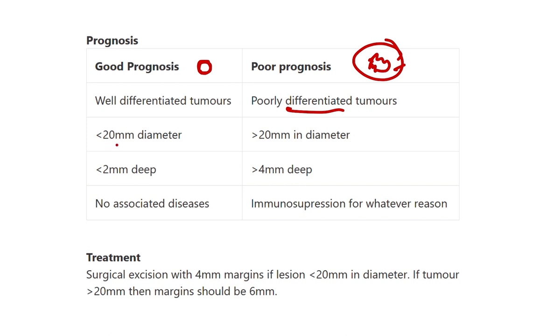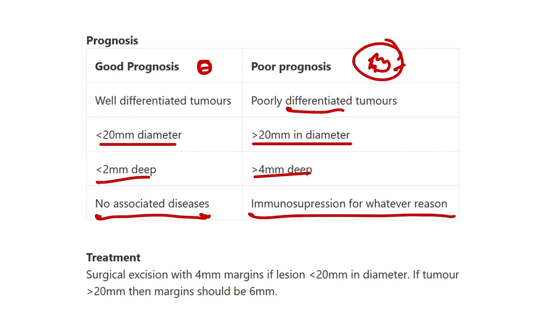When it is less than 20 millimeters in diameter, it is a good prognosis. Also when less than 2 millimeters deep and not associated with other disease. And what is the bad prognosis? Where the diameter is more than 20 millimeters, when more than 4 millimeters deep, and immunocompromised conditions such as diabetes mellitus, kidney disease, stroke, or any other condition like HIV or other immunosuppressive condition, it causes a poor prognosis.